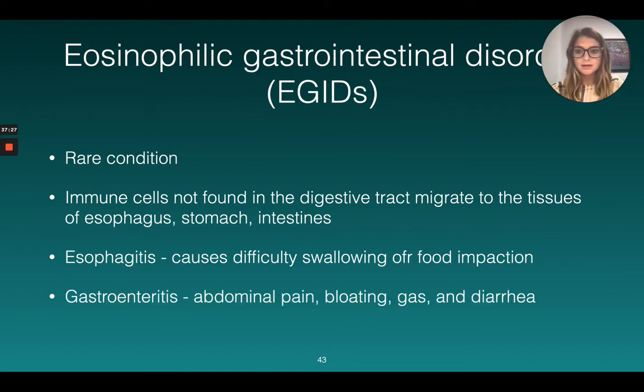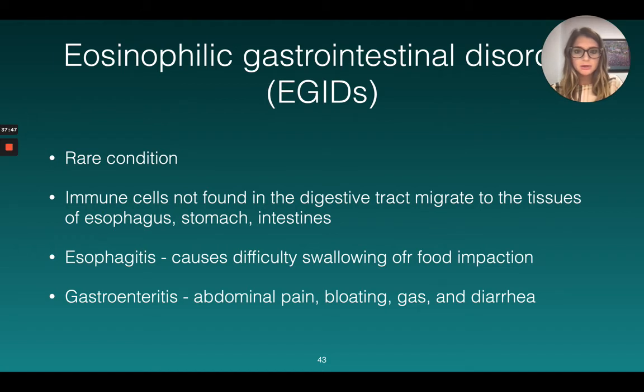And then secondly, gastroenteritis, so inflammation of the stomach. Gastroenteritis is also known as the stomach flu. So the stomach becomes inflamed, due to whatever reason. And so this can cause abdominal pain, bloating, gas, and diarrhea.